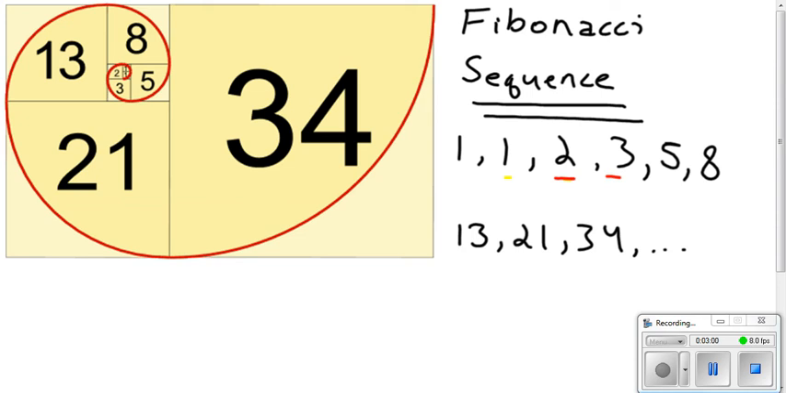If we start here with a small square of 1 by 1, and another 1 by 1 square, and just go from corner to corner, then add a square that has sides of 2 by 2, then a 3 by 3, 5 by 5, 8 by 8, 13 by 13, and so on. This creates our Fibonacci spiral. And it all came from these numbers, the Fibonacci sequence.